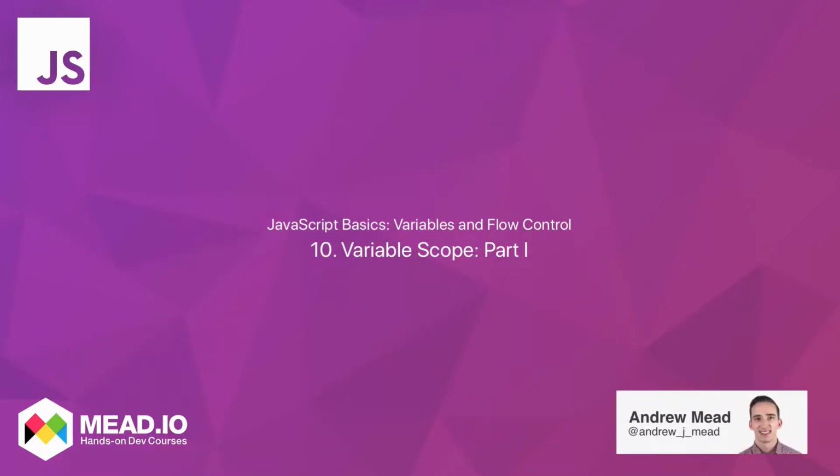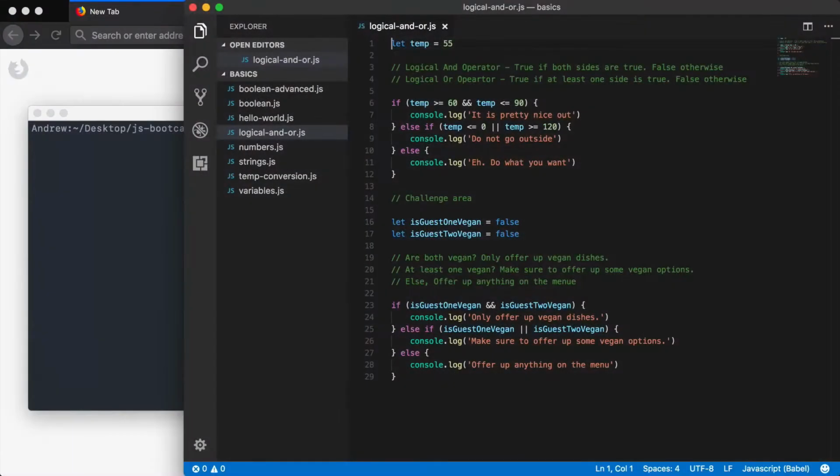In this video, you're going to learn about variable scope in JavaScript. The scope of a variable defines where it's accessible in your program based off of where it was created. So just because we create a variable in one place in our program doesn't mean it's going to be accessible everywhere else in the script.